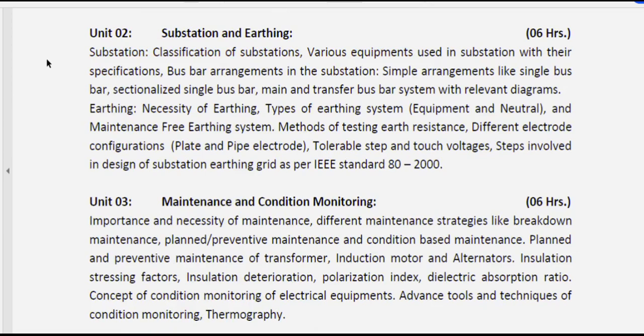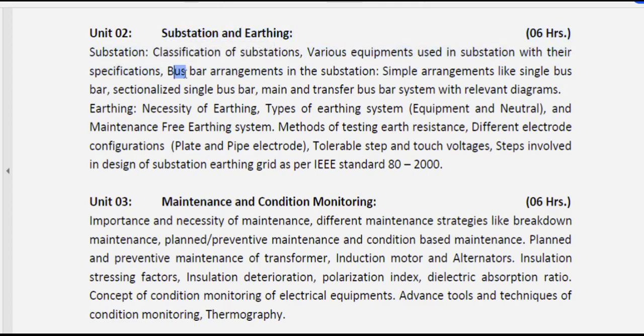Under this, we have discussed the substation definition, and the classification of substation. Based on the application, based on the function, or based on indoor and outdoor capacity, these substations are classified. After that, we have discussed the various equipments used in the substation along with their specification.